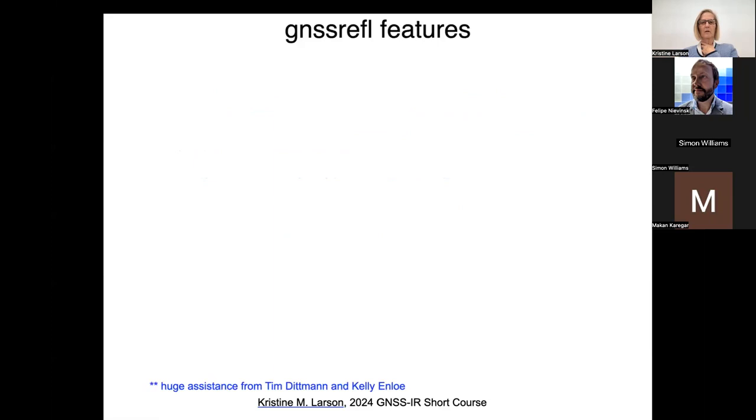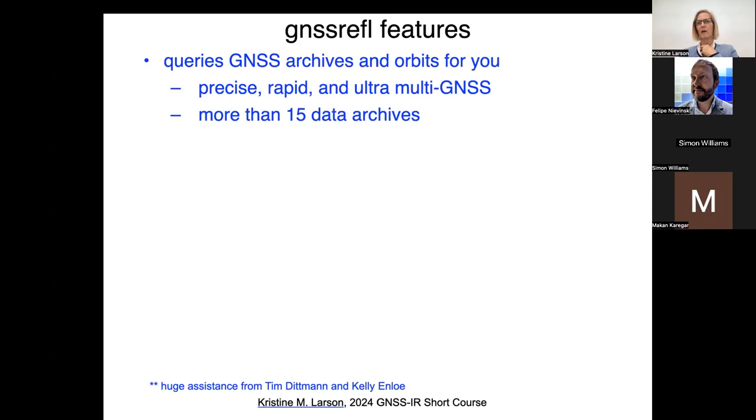Another thing, originally, my view was, well, you should know how to get your own data. And that's just not very nice, not very welcoming. So one of the things this code does is go get things for you, because Python makes it easy to do that. So we go get the orbits for you. We go get files for you if you tell us which archive they're in. And I think there's over 15 archives now in our code. Originally, it was only going to be RINEX 2.